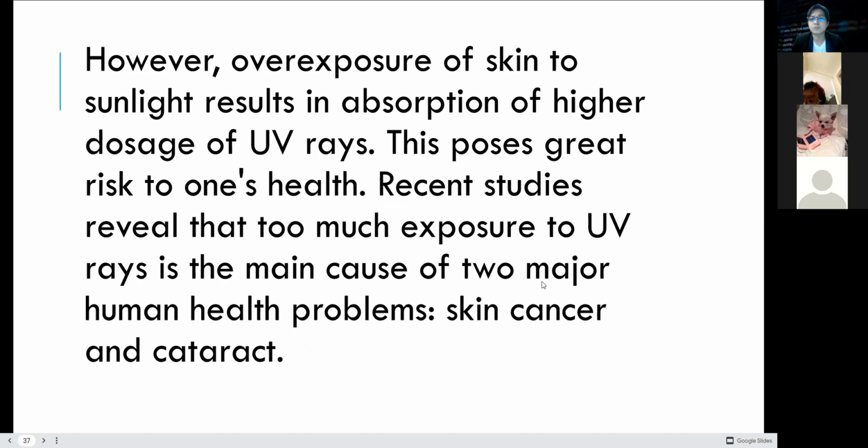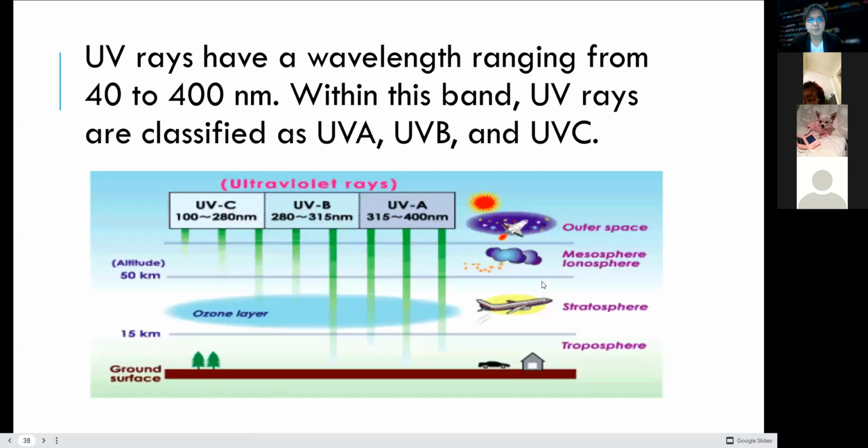Recent studies reveal that too much exposure to UV rays is the main cause of two major human health problems: skin cancer, or melanoma, and cataract, or the obstruction in the eyes. UV rays have wavelengths ranging from 40 to 400 nanometers. With this band, UV rays are classified as UVA, UVB, UVC. UVA, take note, depends upon the altitude.